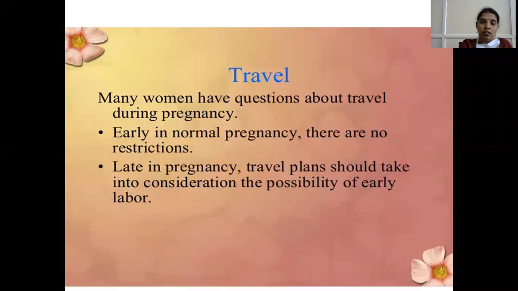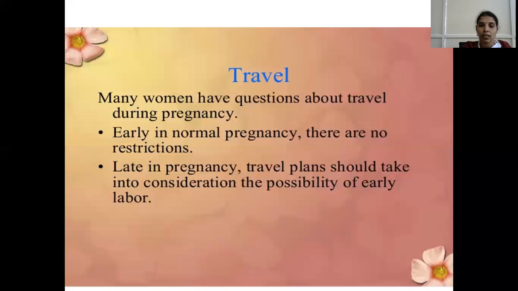Travel. This is the most common thing many women ask, because most of the Indian women go to the mother's house for the delivery. So 80 to 90% of the women in the antenatal clinics have regular antenatal checkups at one place, and go to another place for delivery. So almost every patient will travel. It might be a short travel, maybe long travel. So travel advice is very important for every pregnant woman.